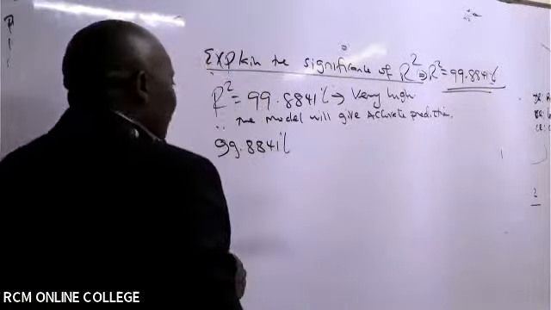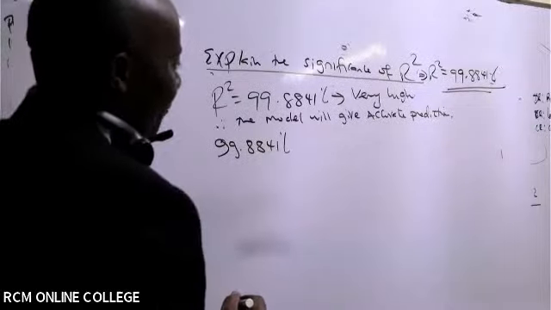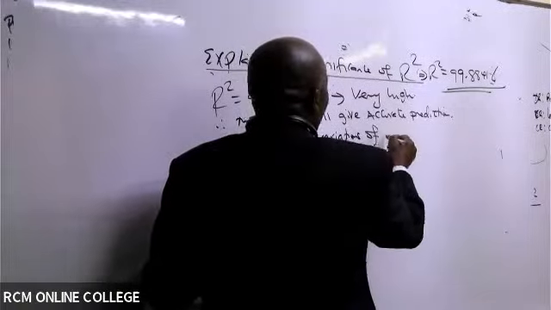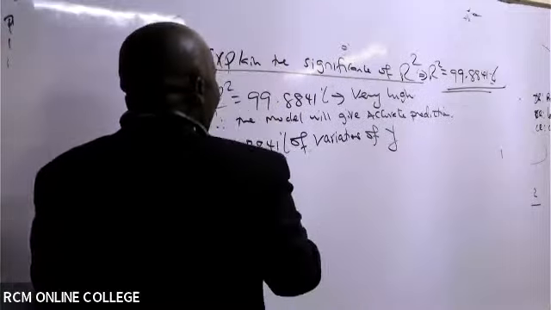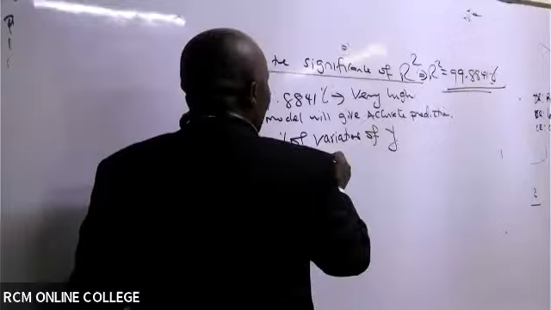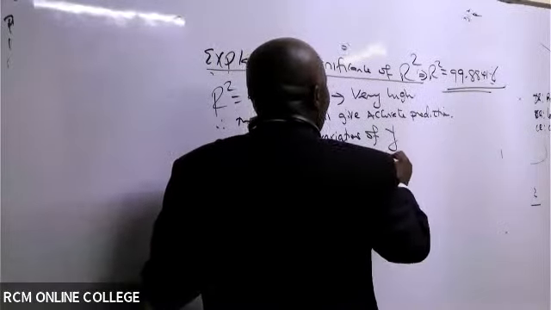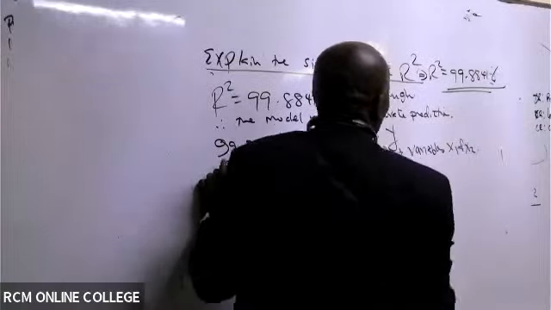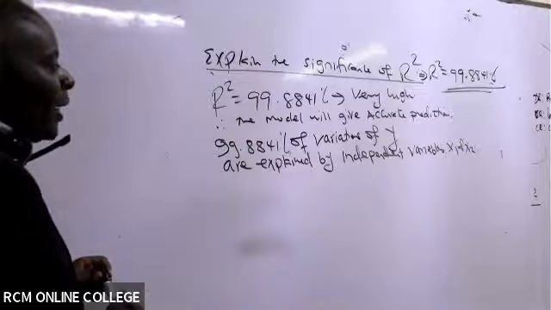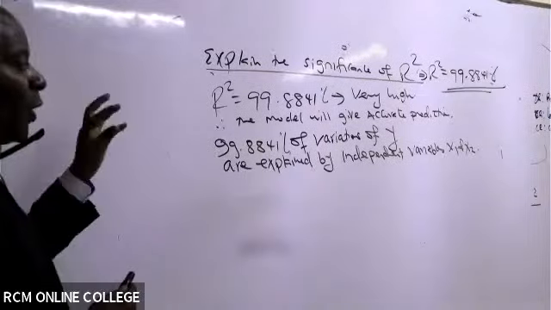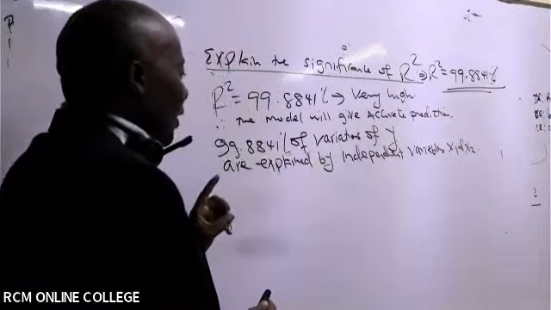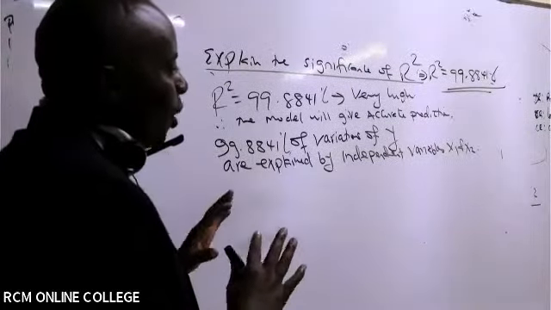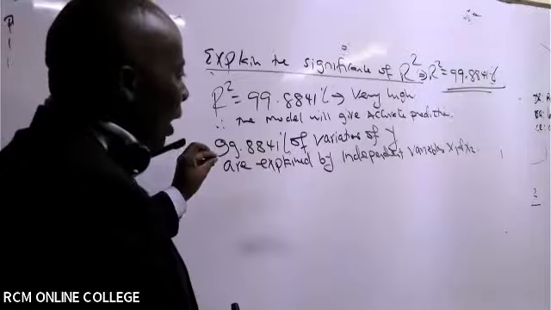But the most important thing is for you to appreciate this. It means that 99.8841% of variations of y are explained by the independent variables x1 and x2. 99.8841% of variations of our dependent variable y are explained by our two independent variables, meaning that x1 and x2 are virtually covering everything in our estimations.